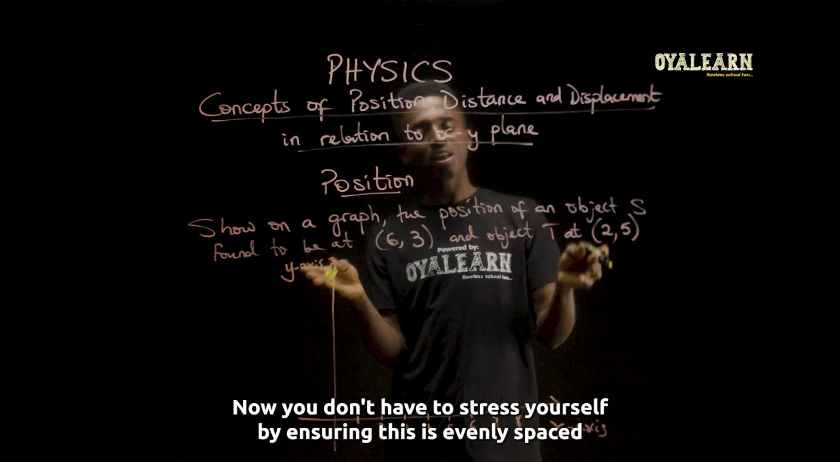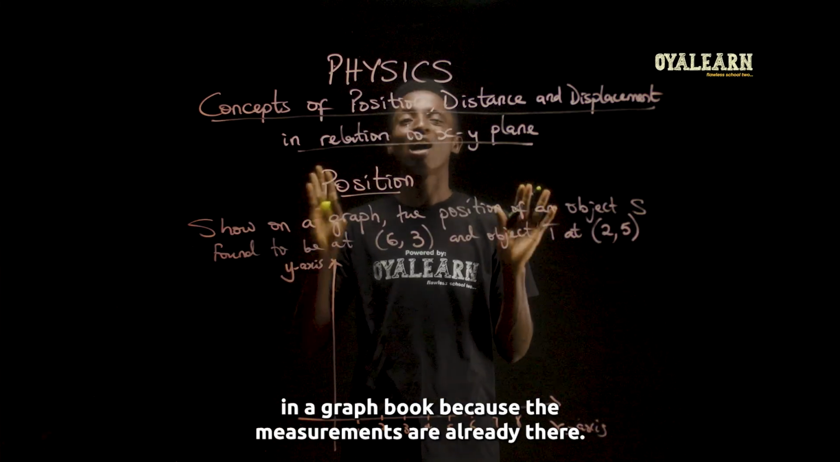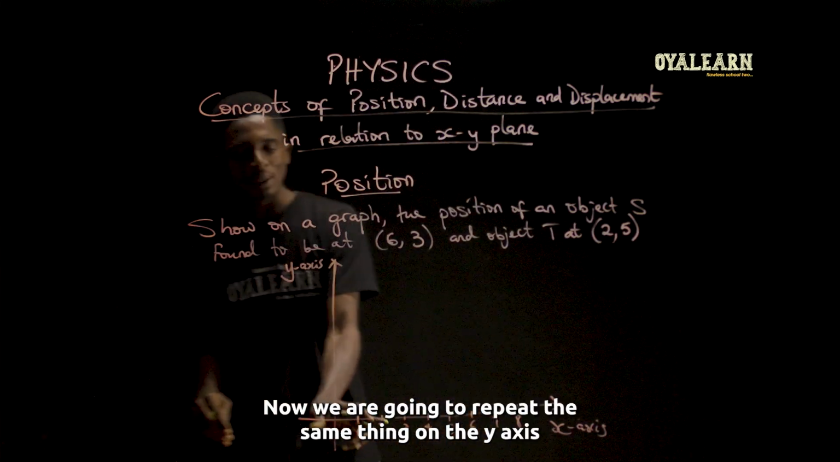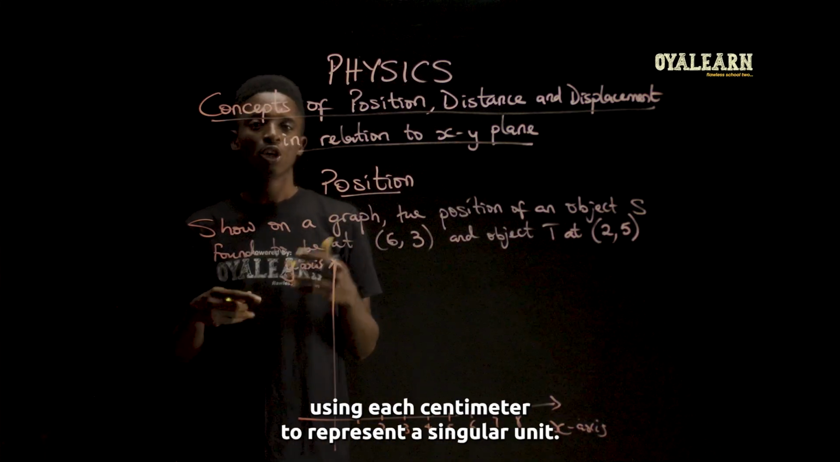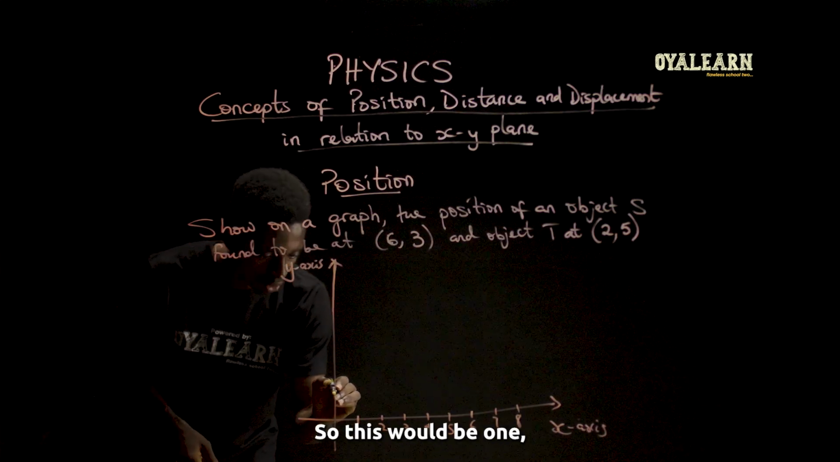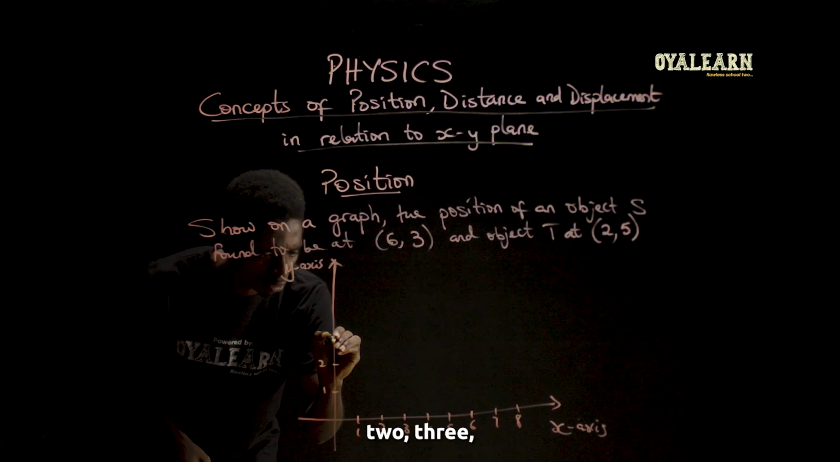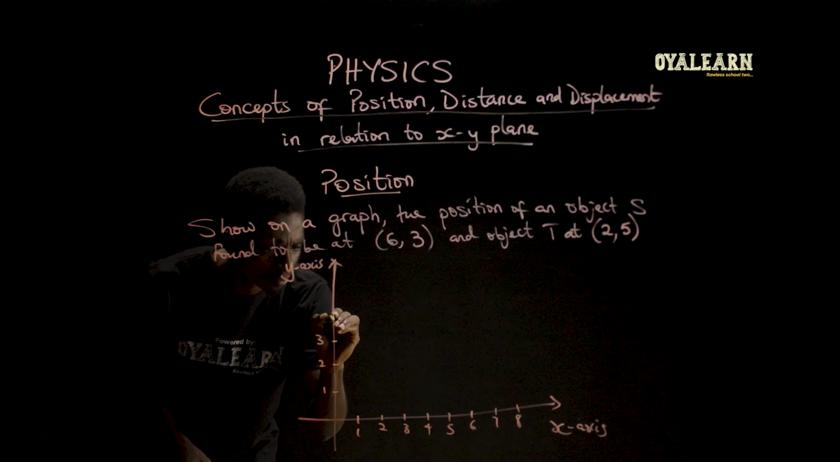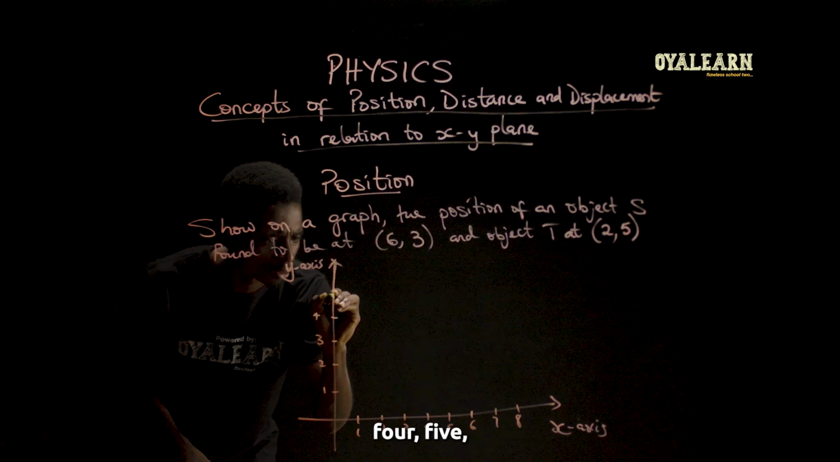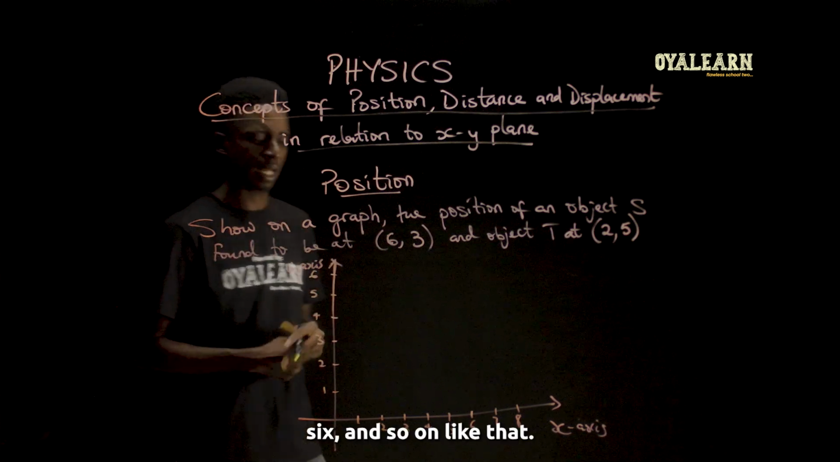Now, you don't have to stress yourself by ensuring this is evenly spaced in a graph book because the measurements are already there. Now, we are going to repeat the same thing on the y-axis using each centimeter to represent a singular unit. So, this would be 1, 2, 3, 4, 5, 6, and so on like that.